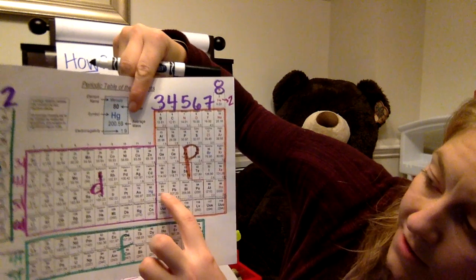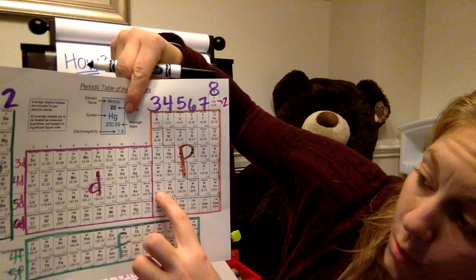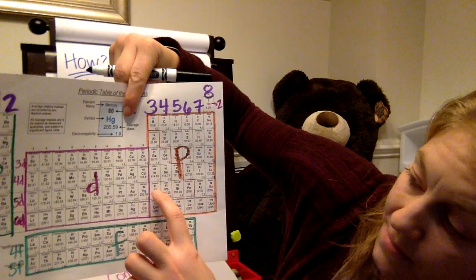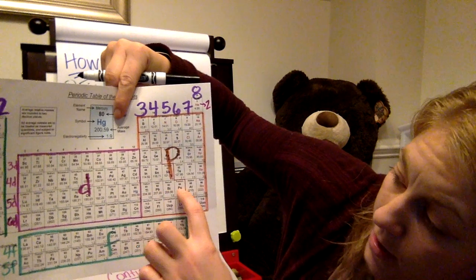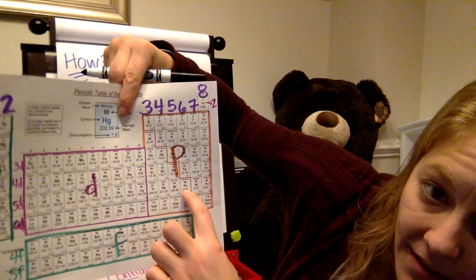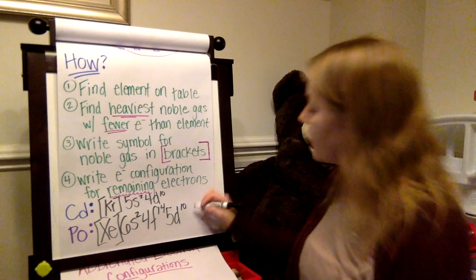We're at mercury. And then here's our P block. We're back to the normal energy level 6. So this is 6p: 1, 2, 3, 4. That takes us to polonium. So we're going to have 6p4.